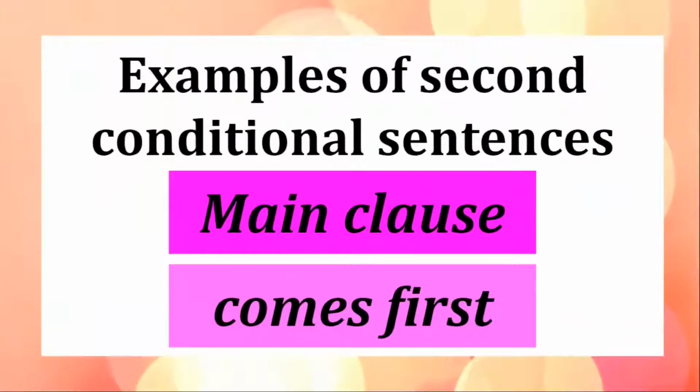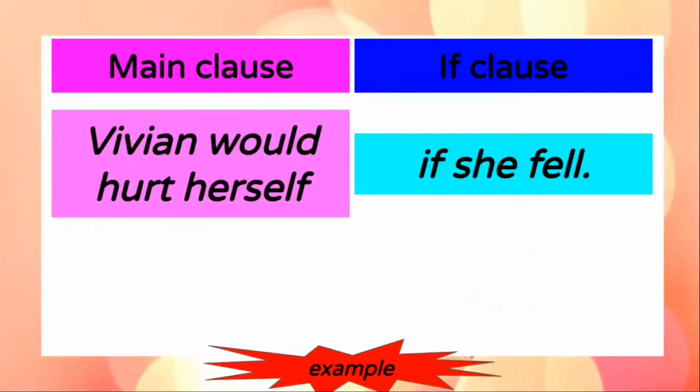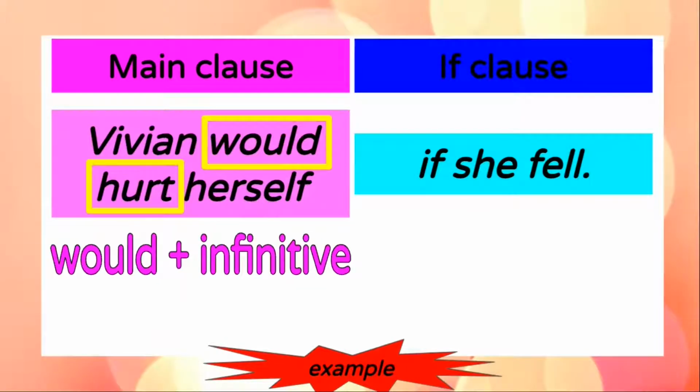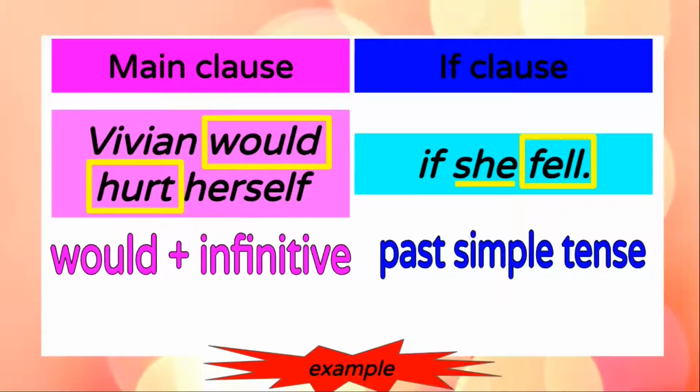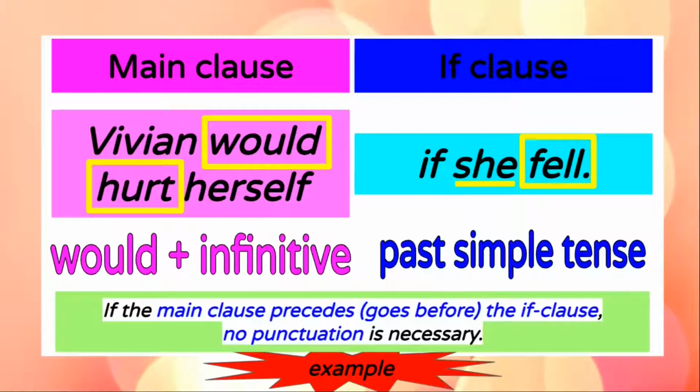Now let's have some examples of second conditional sentences when the main clause comes first. Vivian would hurt herself if she fell. We use would plus infinitive hurt in the main clause. We use past simple tense fell in the if clause. Remember, if the main clause precedes or goes before the if clause, no punctuation is necessary.